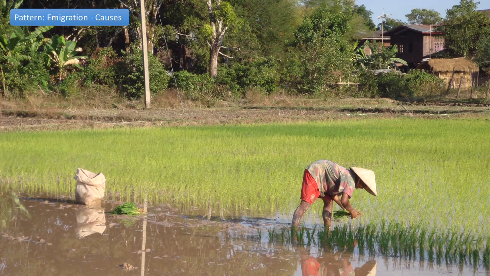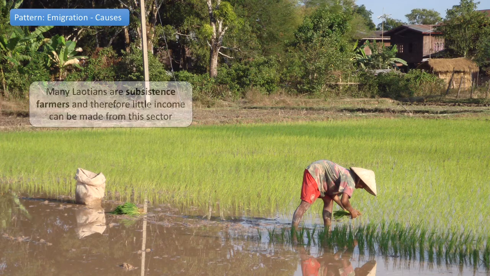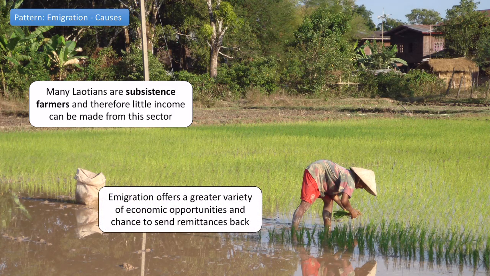So we can look at the reasons why lots of people are leaving and we get this net migration loss. One of the major reasons is that Laotians are mainly subsistence farmers. We said 73% work in agriculture. So there are very few opportunities in rural areas, and the opportunities they do have in farming provide little income. So emigration not only offers them a greater range of opportunities economically, but also the chance to go abroad and send money back in the form of remittances.